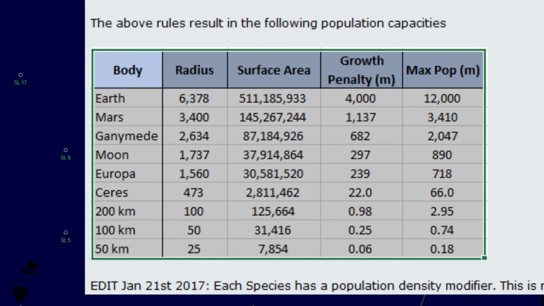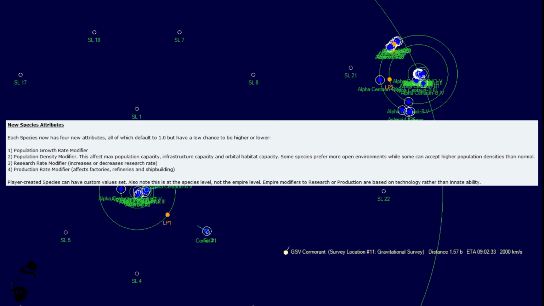Next on the list, we have new species attributes. Each species now has 4 new attributes, all of which default to 1, but have a low chance to be higher or lower. As we discussed before: population growth rate modifier; population density modifier, which affects max population capacity, infrastructure capacity, and orbital habitat capacity; research rate modifier, which increases or decreases research rate; and production rate modifier, which affects factories, refineries, and shipbuilding.